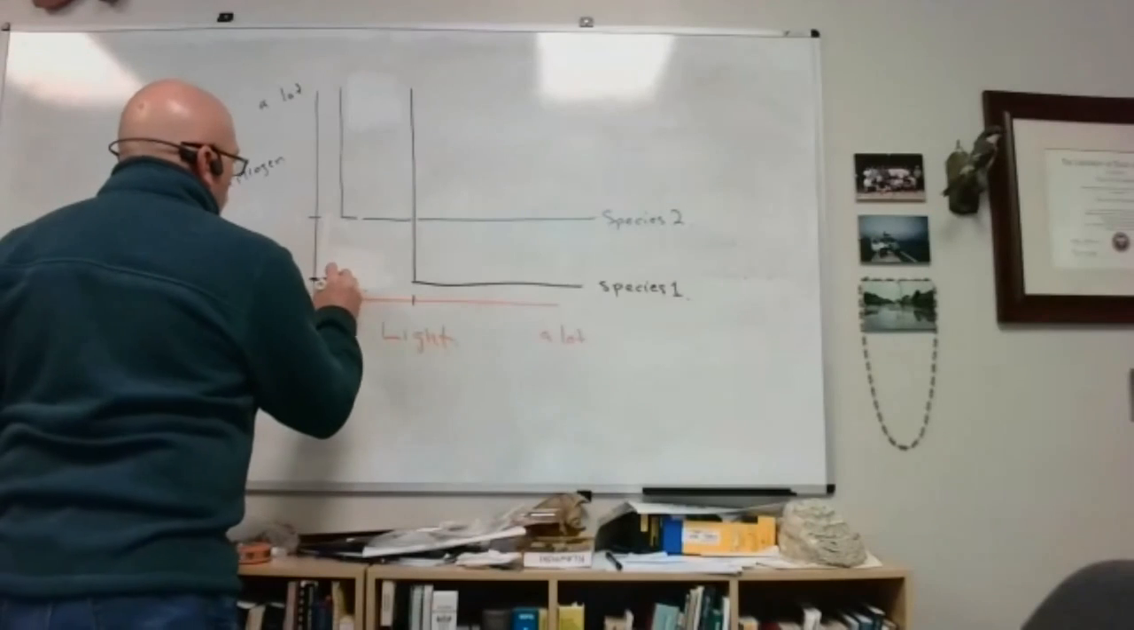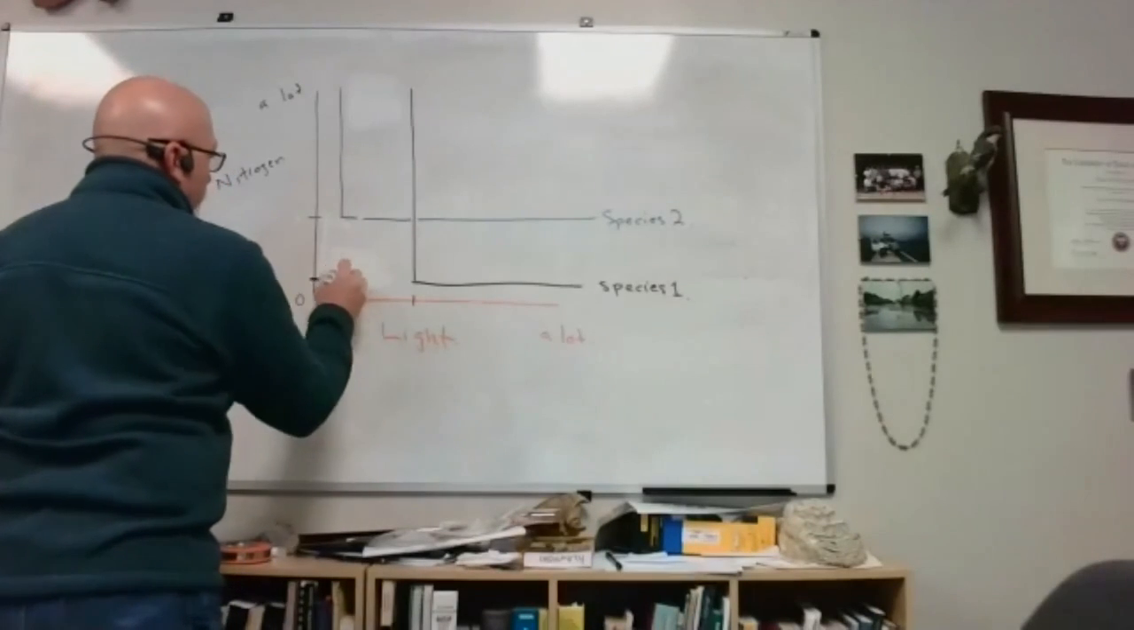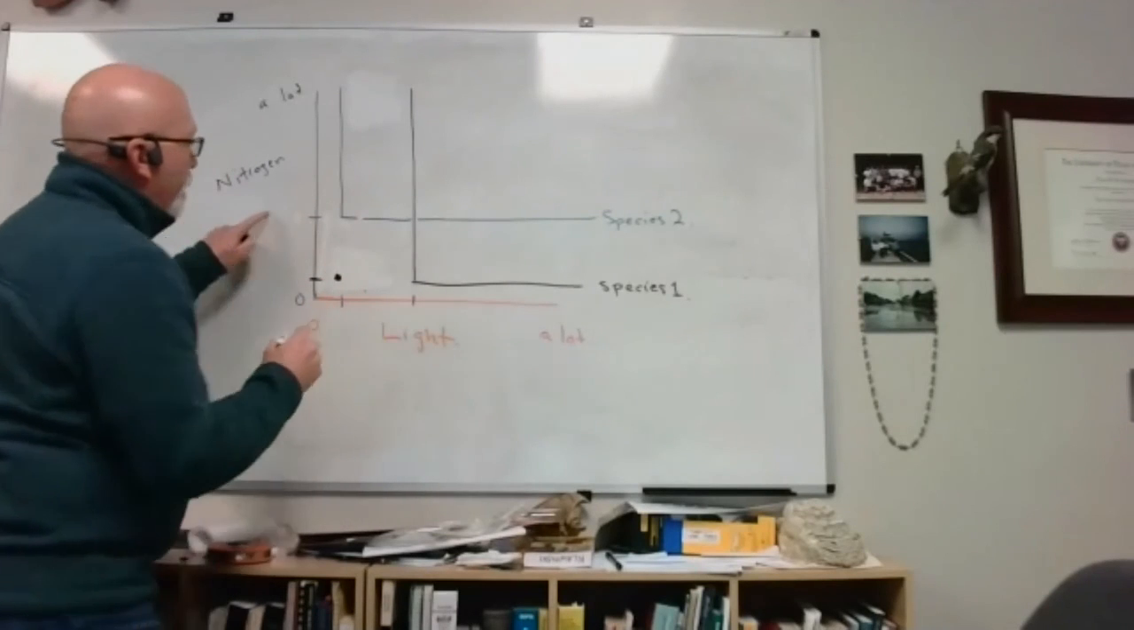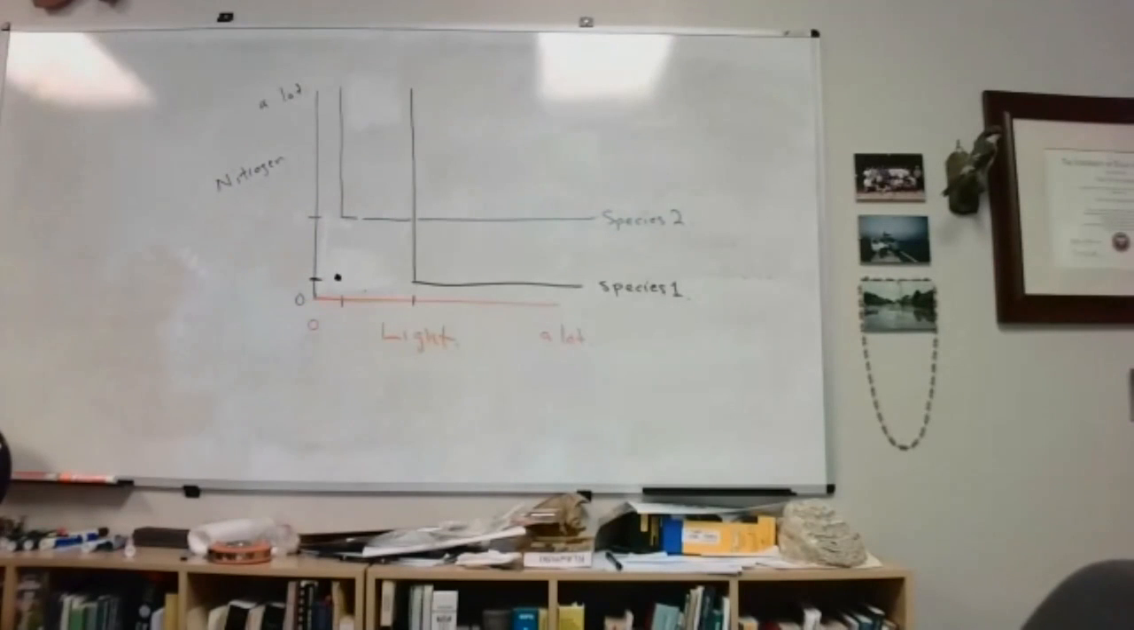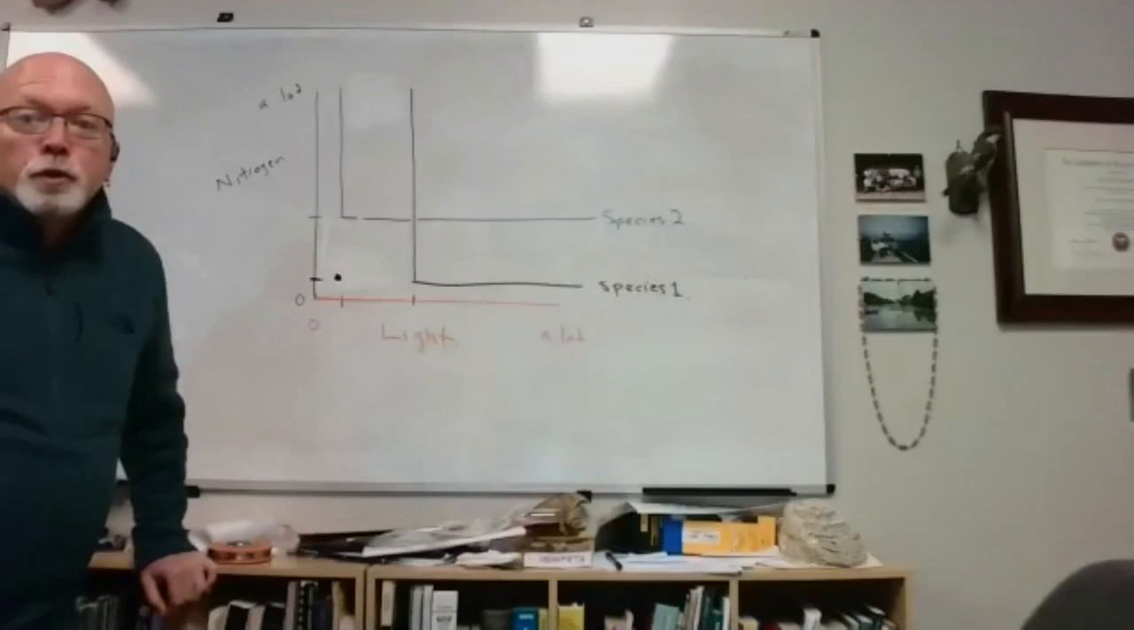In the bottom left? In the bottom left, we have very little nitrogen and very little light. Why do we have very little nitrogen? Maybe there's a lot of plants using nitrogen. There's a lot of plants using nitrogen.